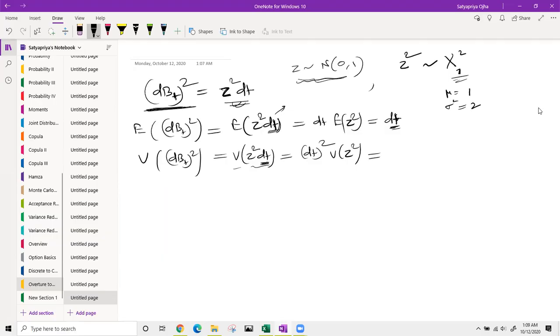If you look at Wikipedia, you can see the result. If we are adding a bunch of zk square, then this is chi square with degree of freedom k, and that will have a mean of k and variance of 2k. This is the property. Since we have only one standard normal, the variance would be 2. So this is 2, but now this is interesting. What is dt whole square? dt is very small, and we are talking about dt square.